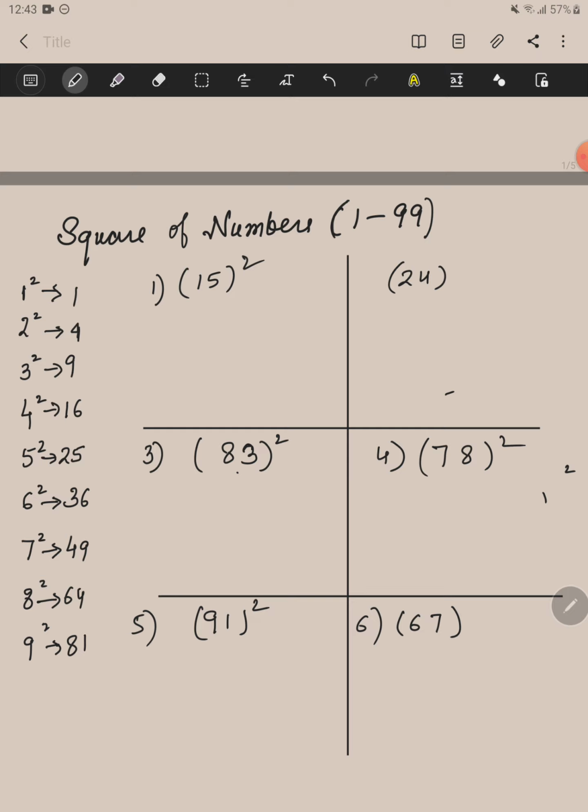I'll make another video for that. Or you can simply do multiplication in a traditional manner. This trick holds good only for 1 to 99 numbers. So let's start with the trick.